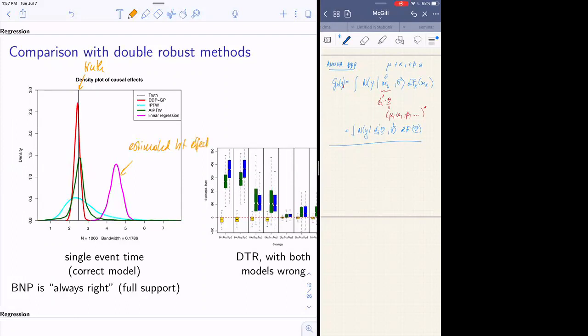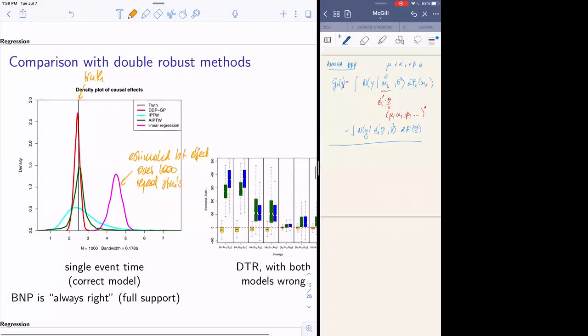It's the estimated treatment effect, but not only one, because we're doing a simulation study, so we can simulate repeatedly. So this was, I think, over 1,000 repeat simulations. In each simulation, we get an estimated treatment effect, and the curve just shows the histogram of the estimated treatment effects over the 1,000 repetitions. So if you totally ignore the biased treatment assignment, you get it totally wrong. You estimate somewhere around 4.5, and the truth is 2.5.